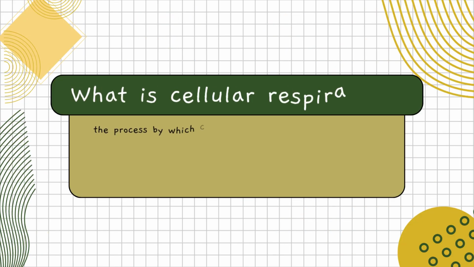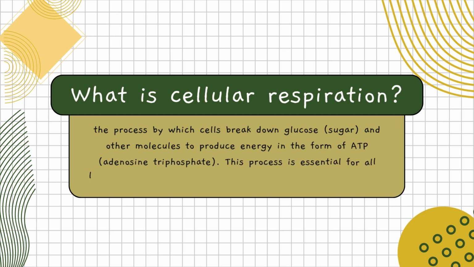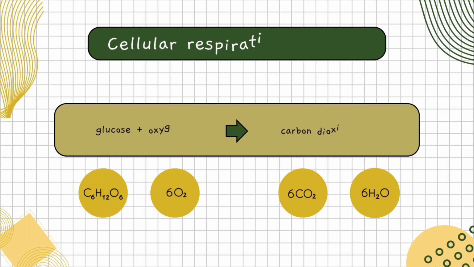But before that, what is cellular respiration? This is the process by which cells break down glucose, or sugar, and other molecules to produce energy in the form of adenosine triphosphate, or ATP. This process is essential for all living organisms because ATP powers most cellular activities. The cellular respiration equation is glucose plus oxygen yields carbon dioxide plus water plus energy.